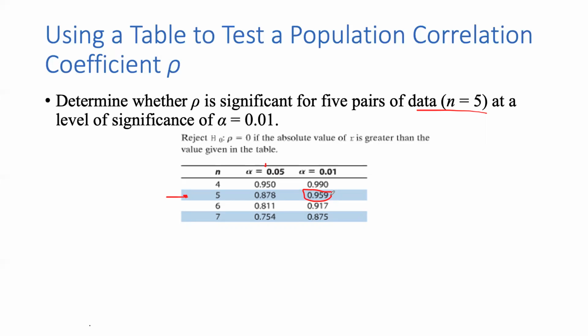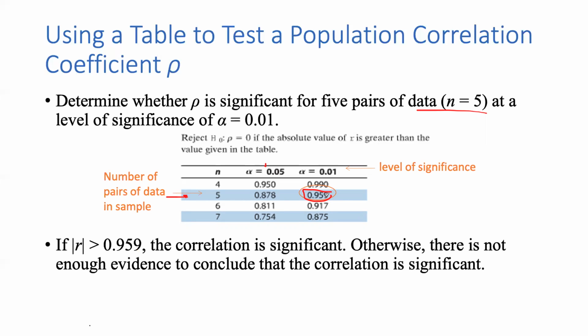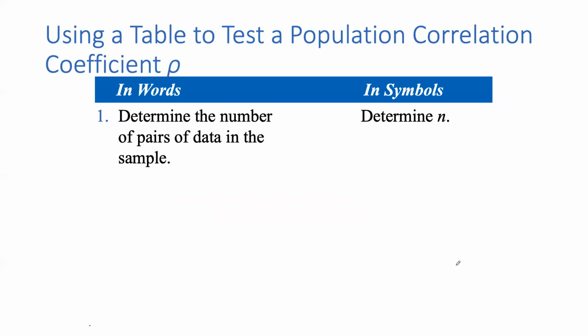As long as the correlation coefficient that you're calculating is greater than 0.959, we say that it's significant. If it's less than 0.959, it's not significant. So the critical value that you pick off that table is, you look in the row where the number of pairs is. If there are 5 data sets, then it's 5. And then for alpha, the critical value is at 0.01. So if your correlation coefficient is greater than 0.959, then the correlation is significant. When the calculated correlation coefficient is less than that, then the correlation is not significant.